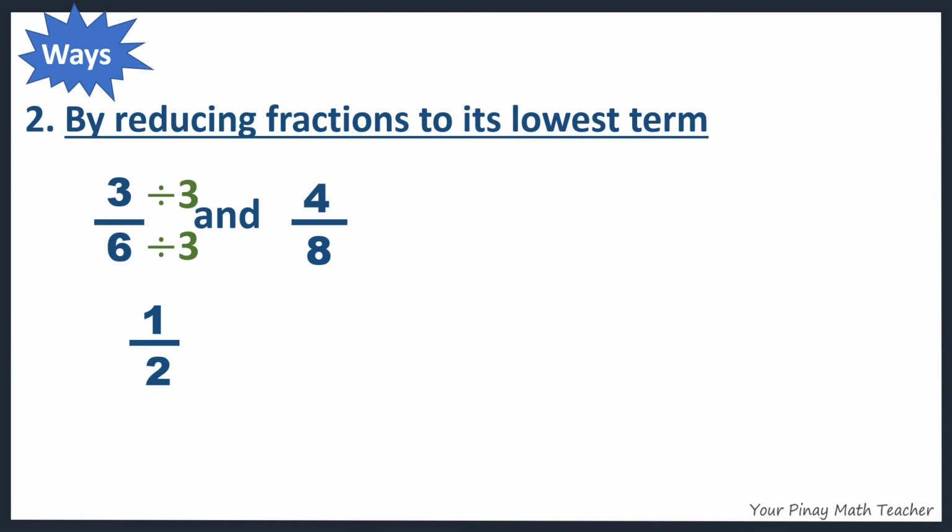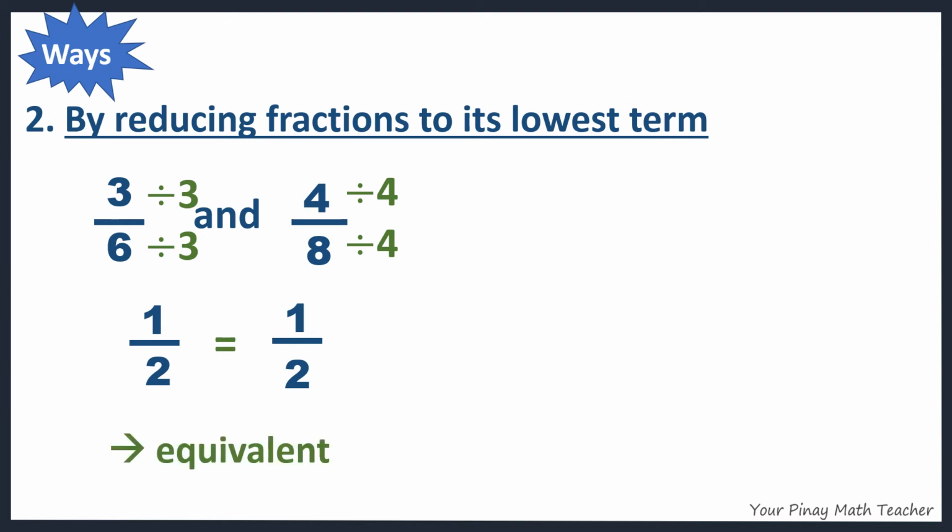4/8 can be divided by 4. 4/8 becomes 1/2. Since the lowest terms are the same, then 3/6 and 4/8 are equivalent.